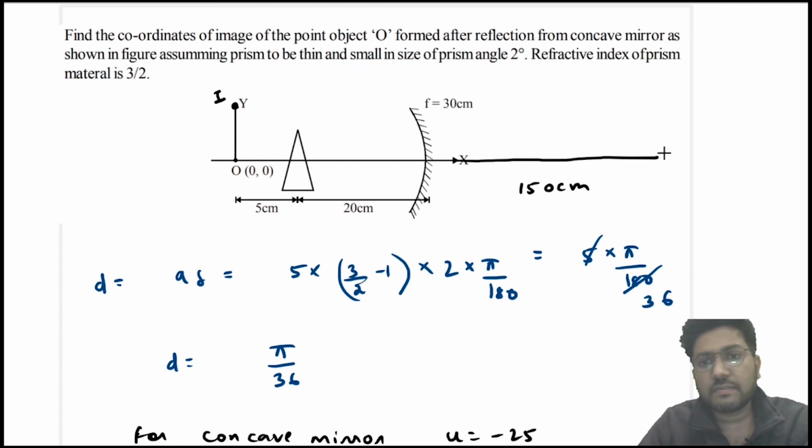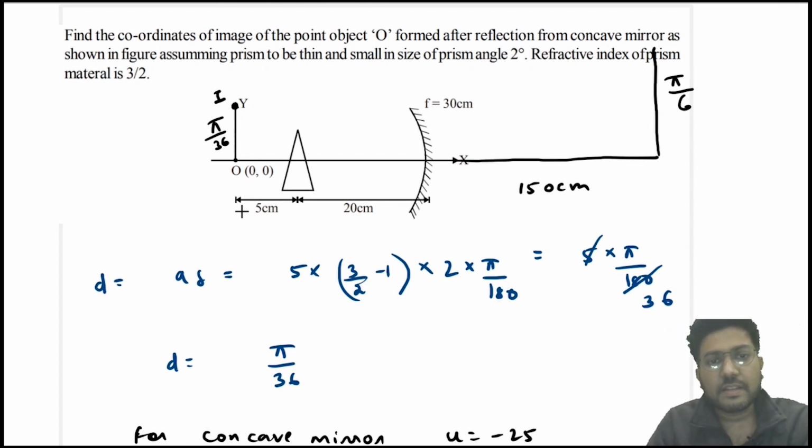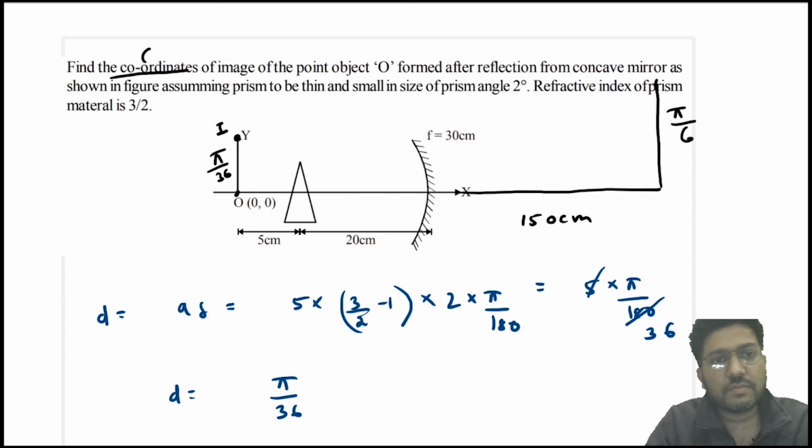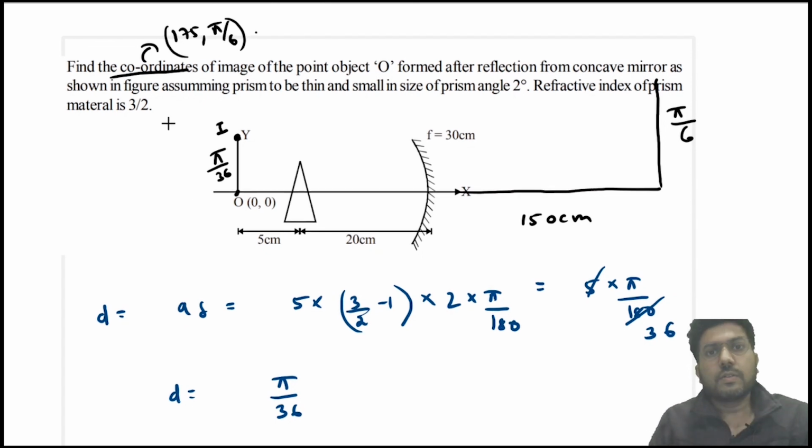So that means if this length is pi by 36, then this length will be 6 pi by 36, that is pi by 6. So the coordinate of the image will be 25 plus 150, because this is the origin. So the coordinate of the image will be 175 comma pi by 6, right?